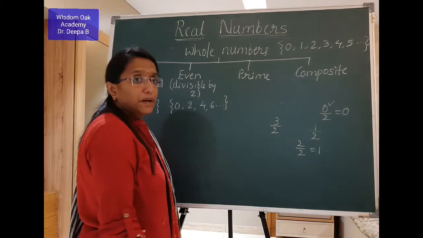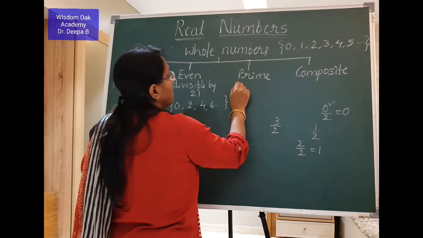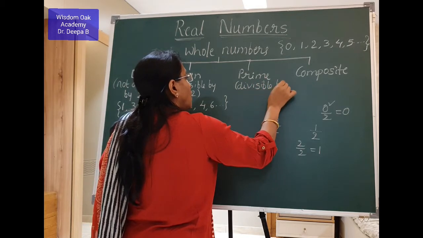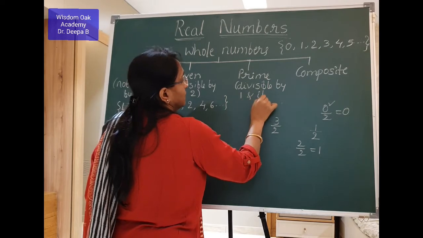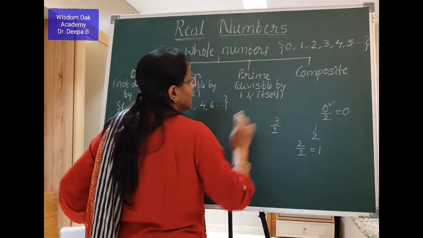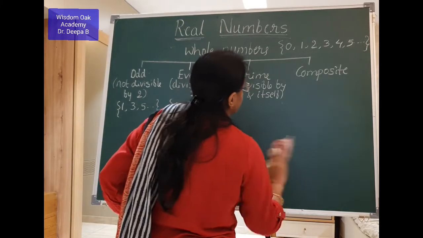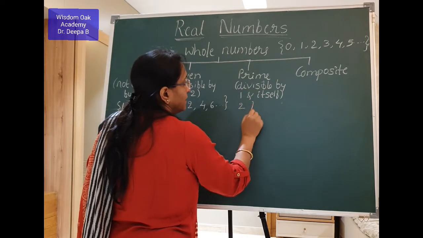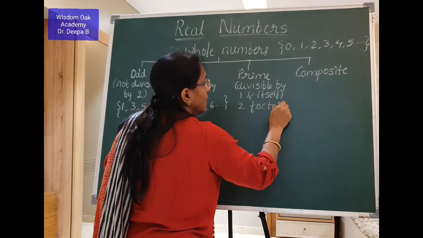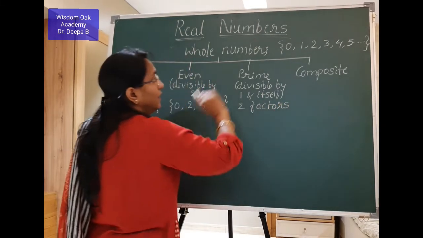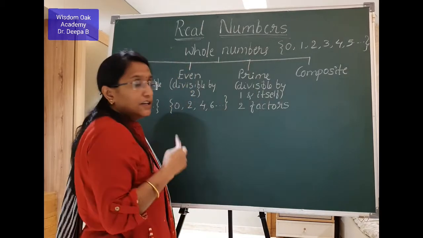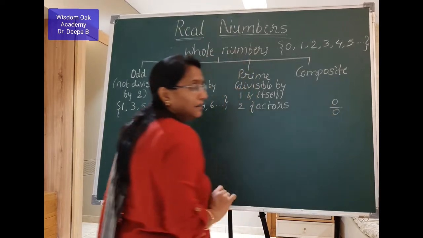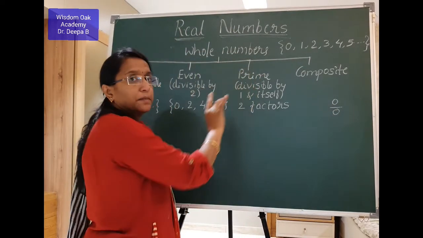Okay. What are prime numbers? Prime numbers means a number which is divisible by 1 and itself. Such numbers are called prime numbers. So, in prime numbers, how many factors will be there? 2 factors will be there, that number and 1. Let us consider 0. 0 is divisible by 0? It has no meaning. That's why it is not a prime number.